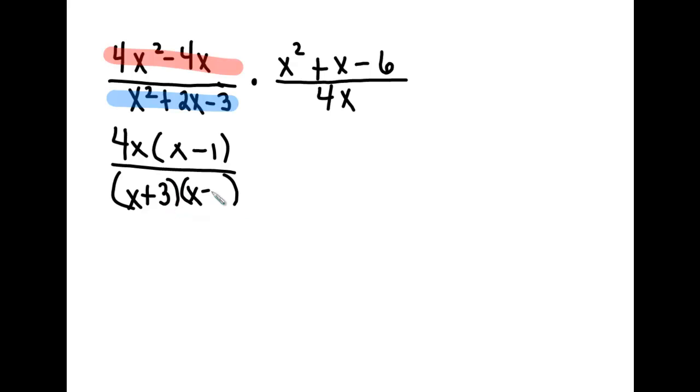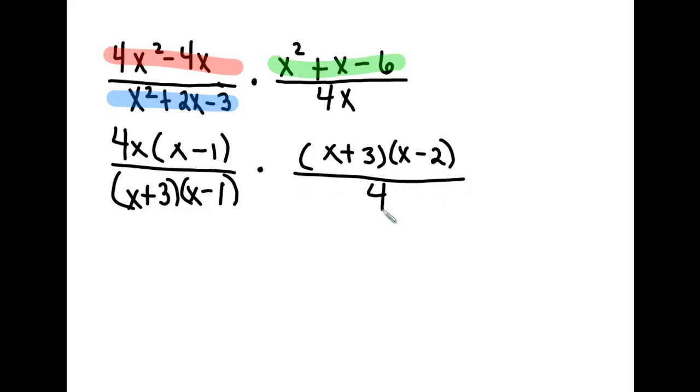x times x is x squared, and the two numbers that multiply together to give me negative 3, but combine to give me positive 2, are 3 and negative 1. In the second fraction, factor the numerator, we get x plus 3 times x minus 2 divided by 4x. And 4x is already completely factored as much as possible.